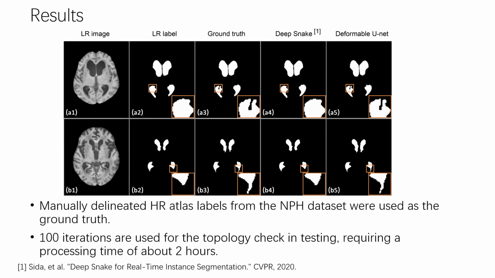Here are the results. The first 2 columns are the low-resolution image and the label pairs. The third column is the ground truth. We compared our deformable U-net with the DeepSnake method. It is a state-of-the-art deep learning-based deformable model. We can see in the figure that our method has a better result than the DeepSnake method. We totally used 100 iterations for the topology check in testing. It requires a processing time of about 2 hours.